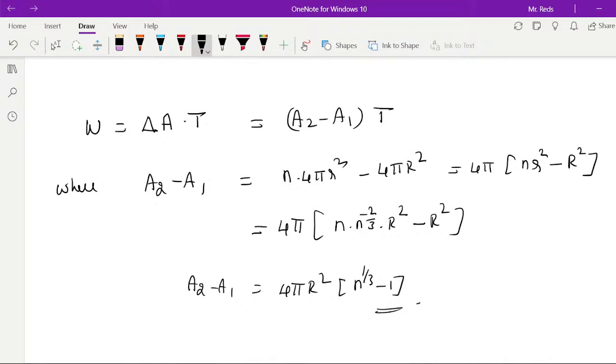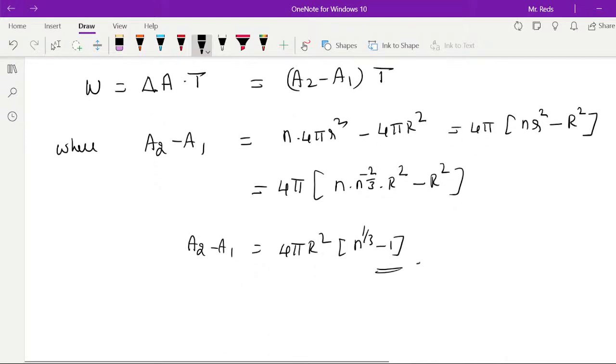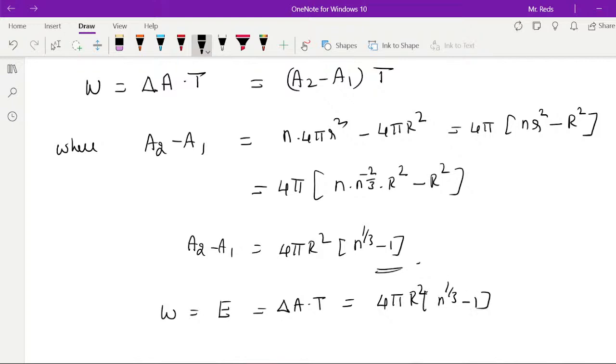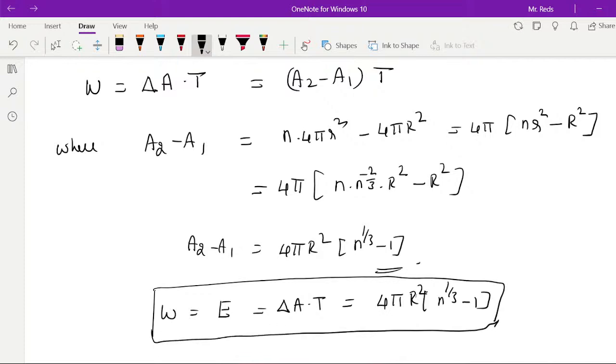Once you know A2 minus A1, this can be expressed as tension. Therefore, the energy required, which is the work done, is equal to delta A into T, which is 4 pi capital R square (n power 1 by 3 minus 1) T. That's it. If diameter is given, you have to take R as d by 2 whole square. So d square by 4, the 4 cancels, and you get it in terms of diameter also. Now by making use of this, let us work out one question.